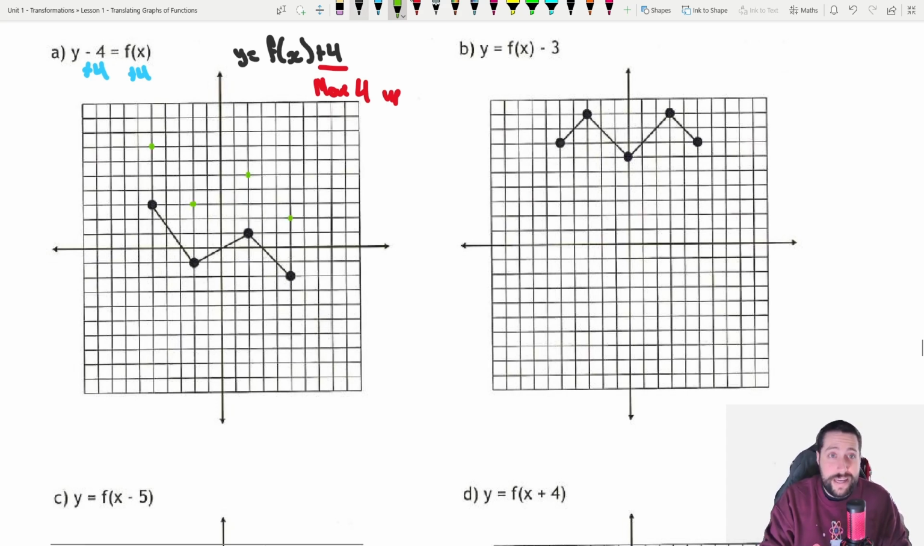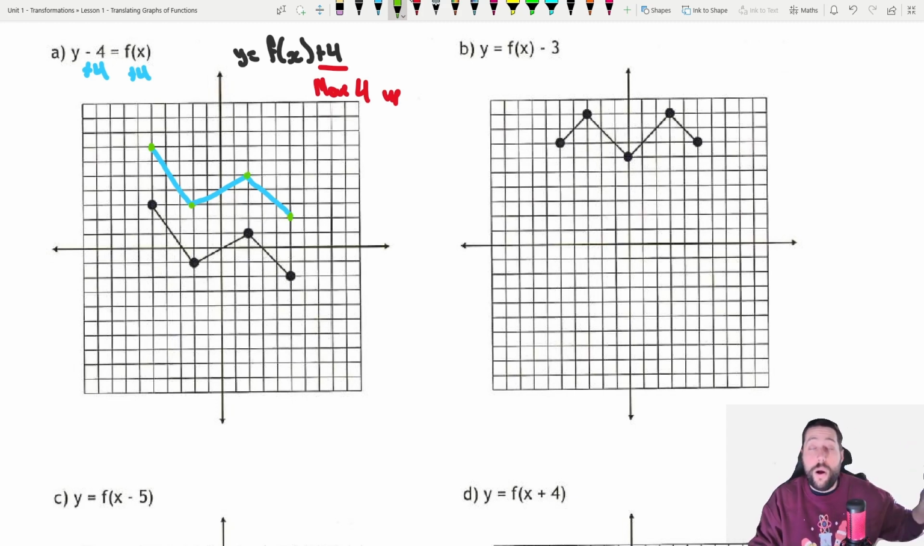Now we connect the dots. And that's it. That is this example where we move 4 units up. Again, because the 4 is outside the bracket, we do exactly what it tells us.